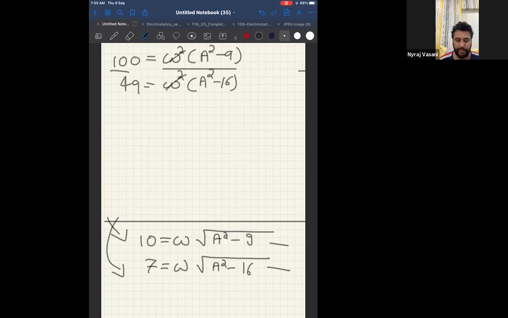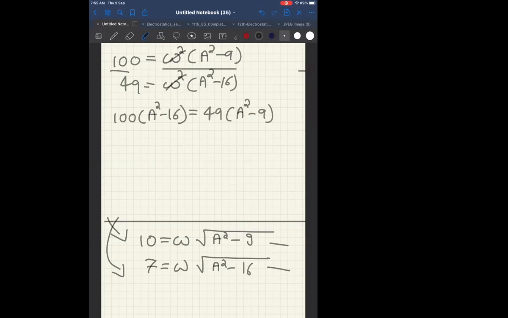Now if I divide these two equations, can I say omega square will immediately go away? Therefore, can I say it is 100 into a square minus 16 is equal to 49 into a square minus 9. Getting this step, at least all of you just confirm. Are you getting? Yes, sir. Are you getting this step? Please confirm.